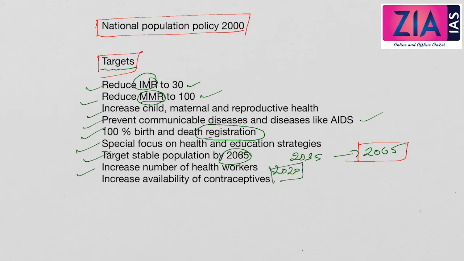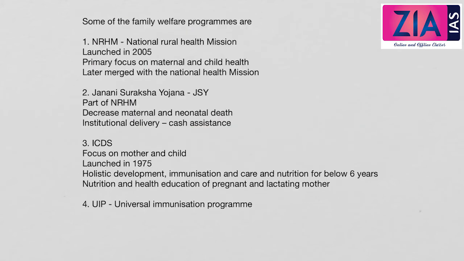In these 20 years, the government tried to implement many of these targets. Okay, we can see that. And finally, increase availability of contraceptives. We'll see some of the family welfare programs which were adopted by the government. So family welfare programs. First one is the National Rural Health Mission, NRHM.